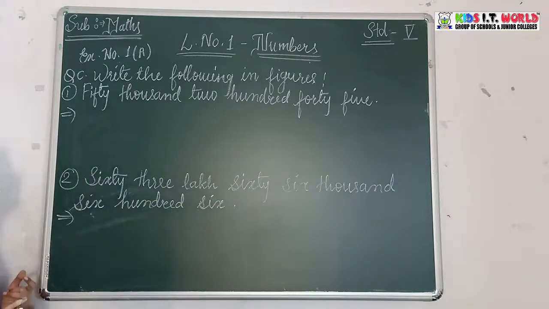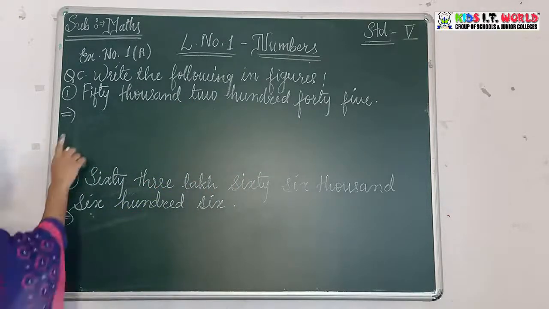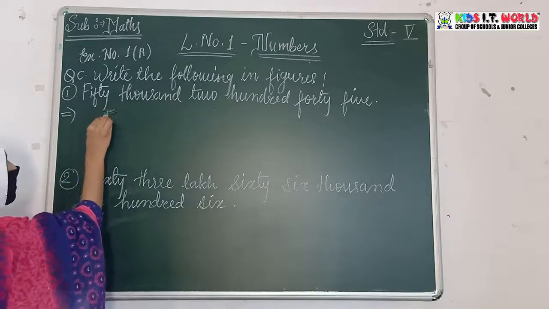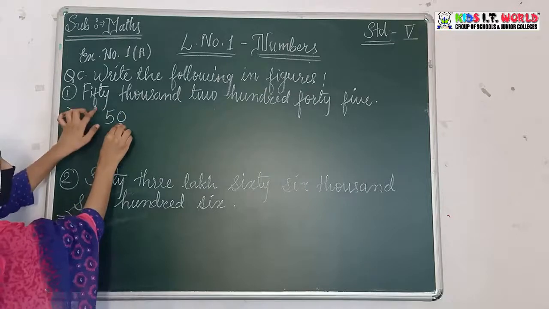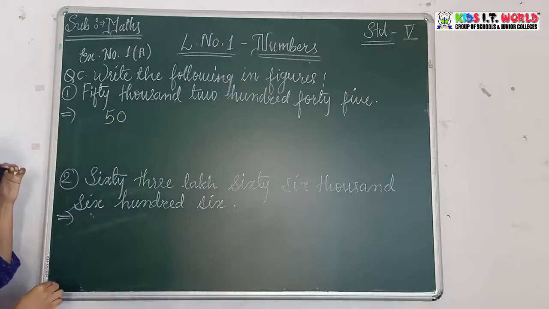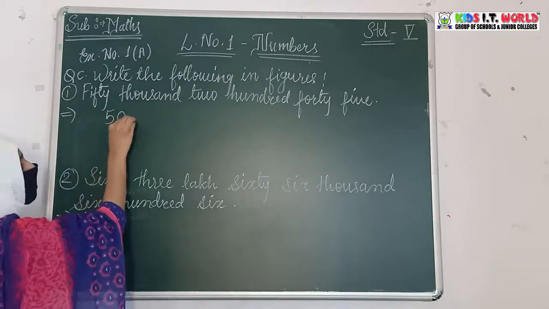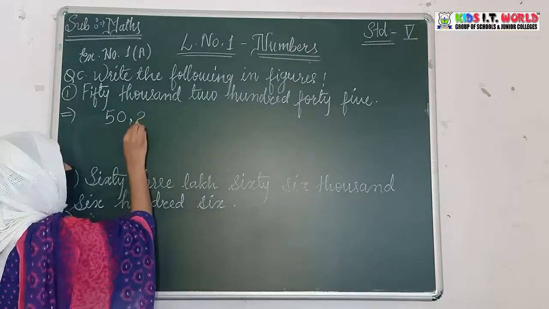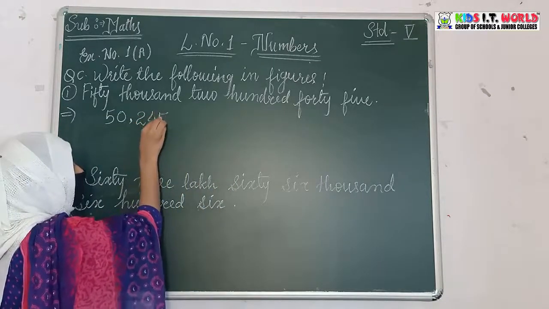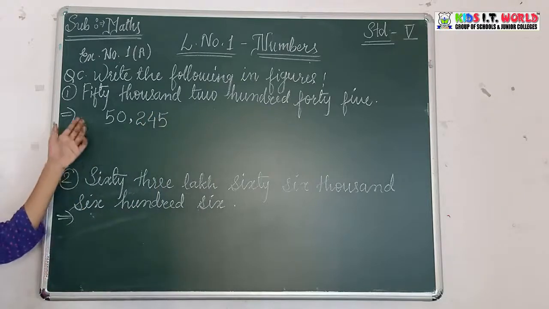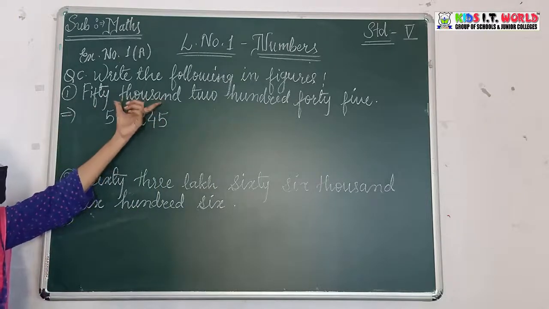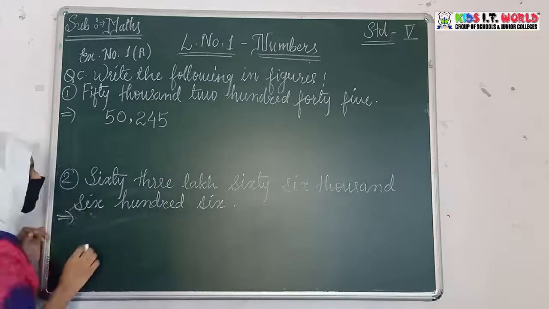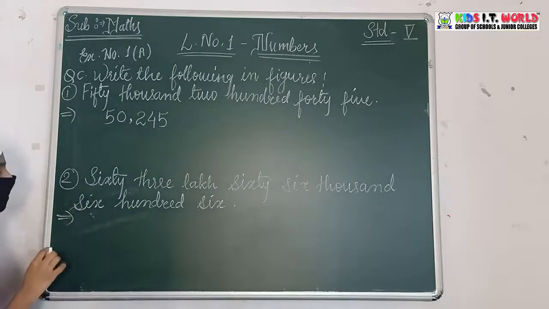50,245 means the number is of 5 digits because it is starting from 50,000. So write 50,000 first. Again after the separate period, you may know that after the separate period we put the comma, 245. It's very easy, just read the question, confirm the place values and put the comma after the separate period.